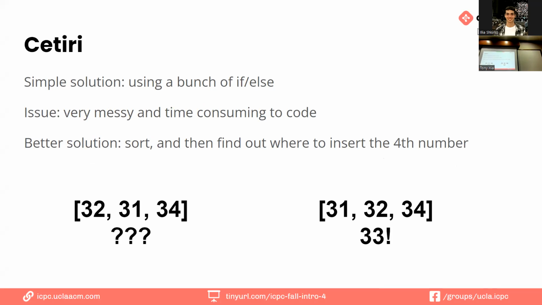The better solution would be to sort it, and then we can find out where to insert the fourth number. For example, after we sort 32, 31, 34, we get 31, 32, and 34. In this case, it's immediately obvious that our missing number should be between 32 and 34. Another case would be if after sorting, those three form an arithmetic sequence, in which case we would know that the fourth number would just be the largest number. Does this all make sense, this approach here, why we apply sorting? Okay, great.